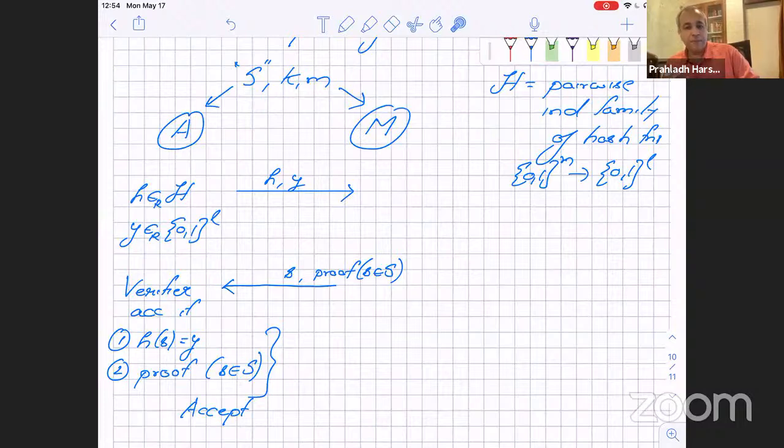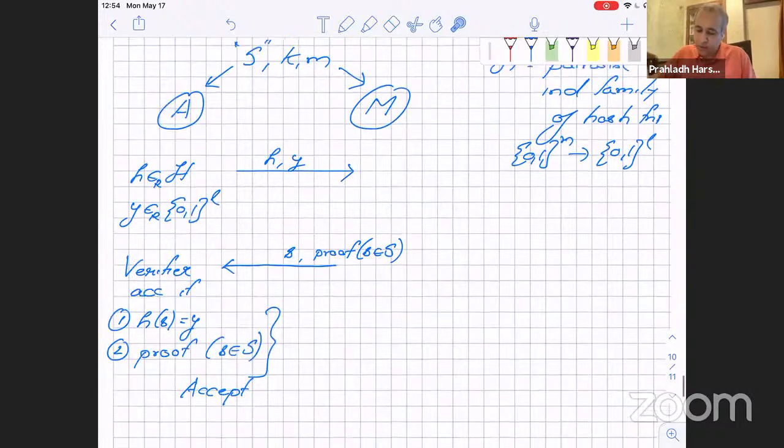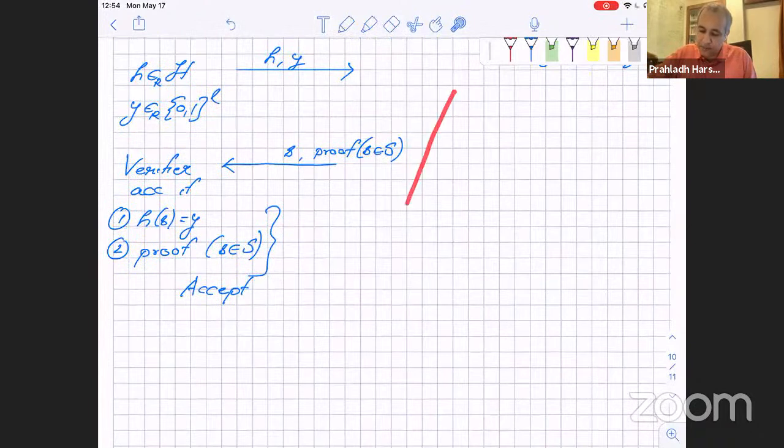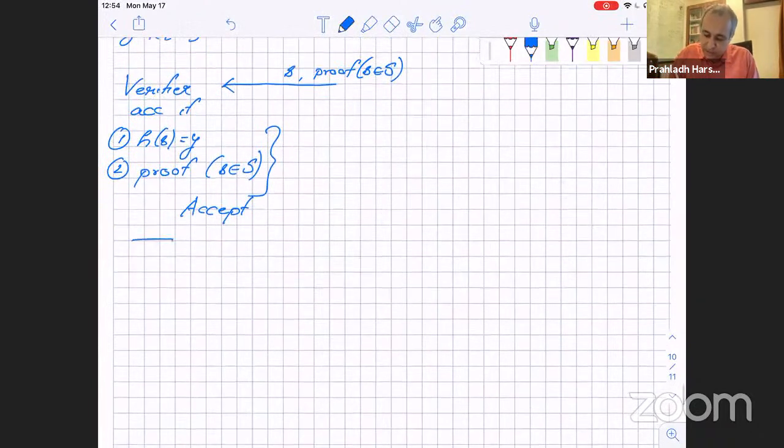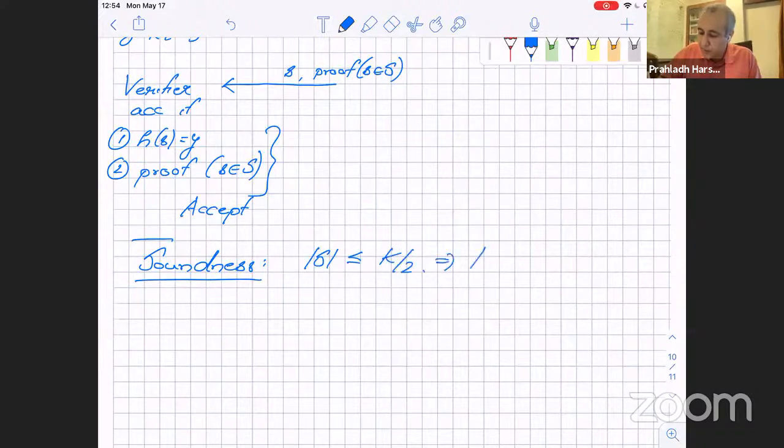So we'll have to prove completeness and soundness. Actually, soundness is the easier fact. We need to show that if |S| is less than or equal to k/2, then the probability over h and y that there exists an s in S such that h(s) is equal to y is small, say less than 1/4.